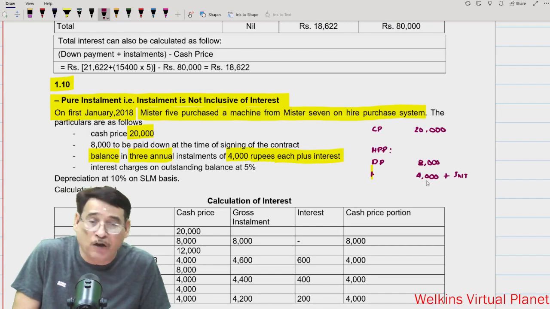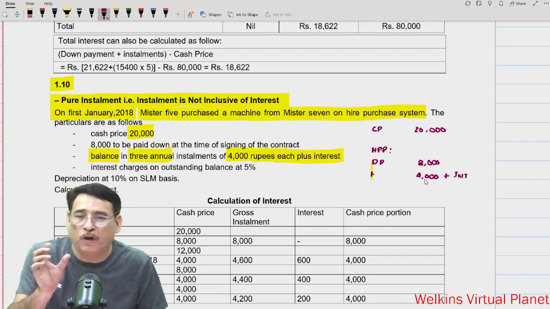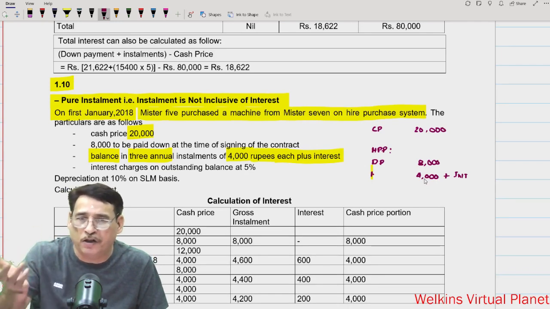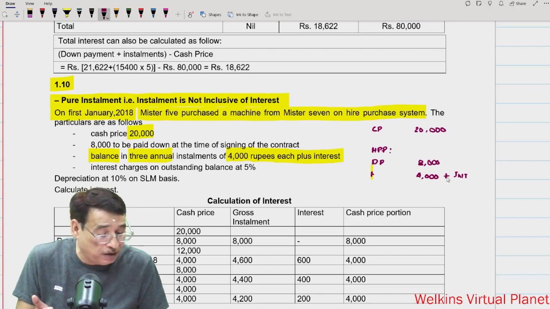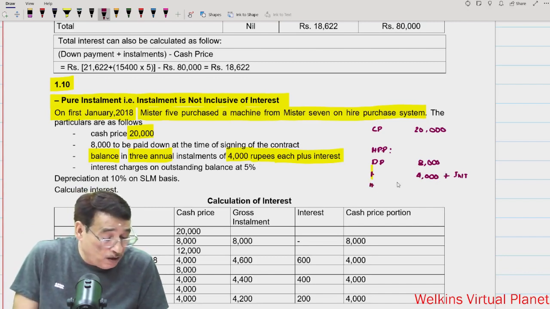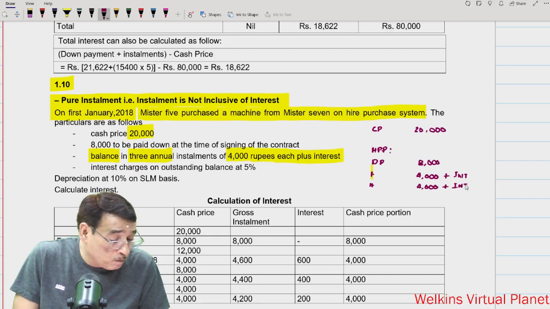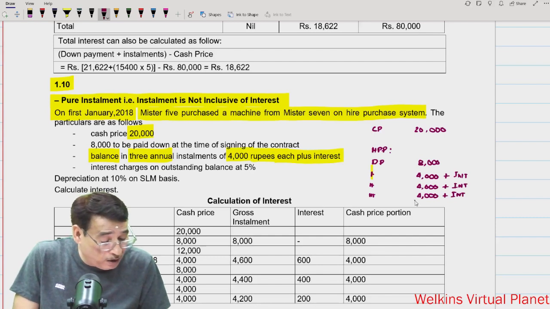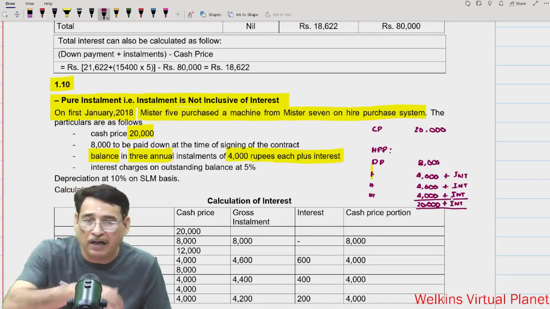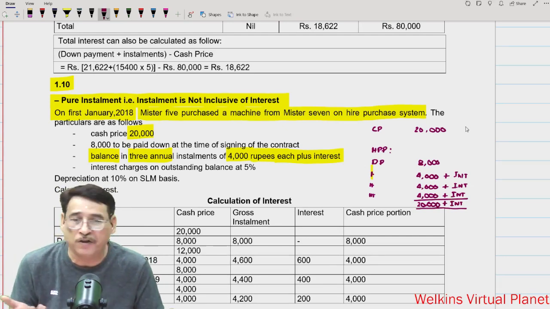4,000 plus interest will make the gross installment. But we have been given 4,000, so we can say it is the pure installment. Pure installment basically means the portion related to cash price. If I add interest to it, then it will become the gross installment. Similarly, your second installment is 4,000 plus interest, and your third installment is 4,000 plus interest. So now if I add, my hire purchase price will be equal to 20,000 plus interest. Hire purchase price will always be higher than the cash price, by the amount of interest, because cash price plus interest is equal to hire purchase price.